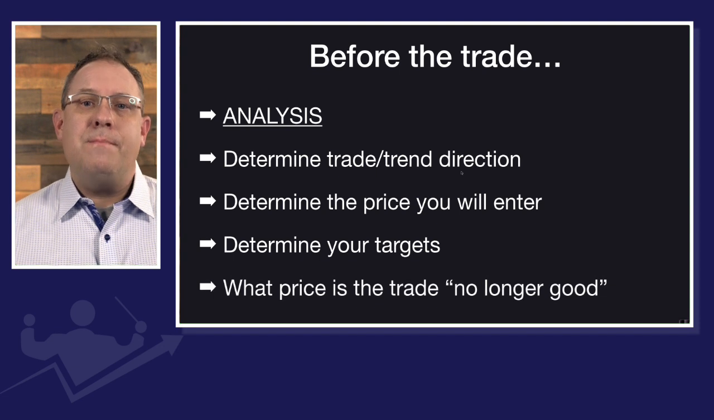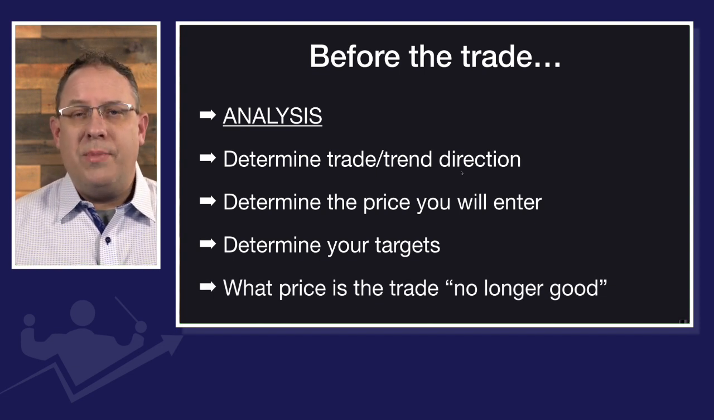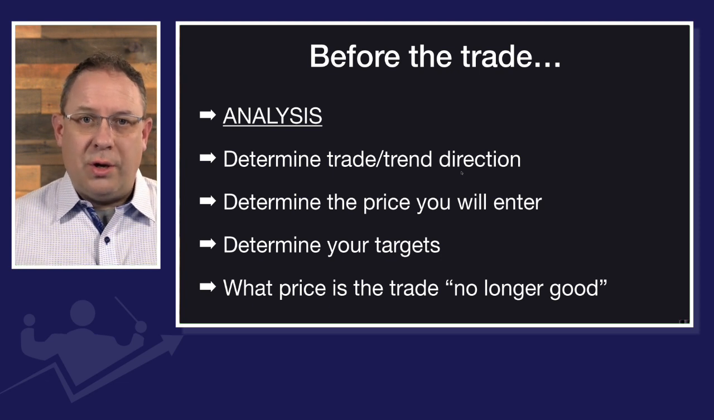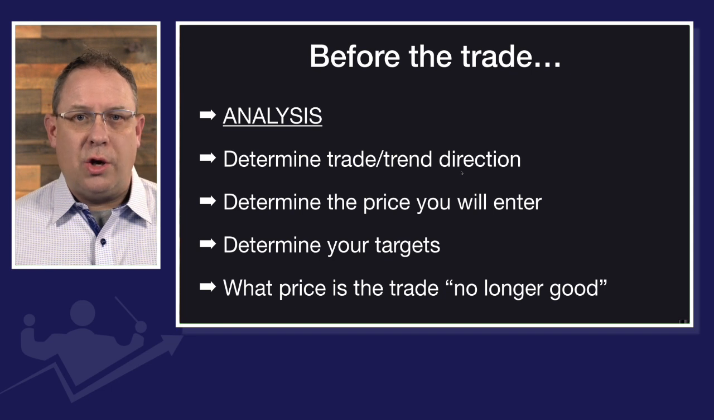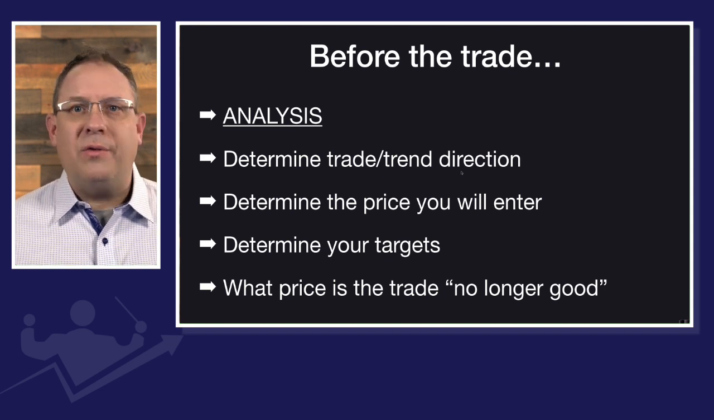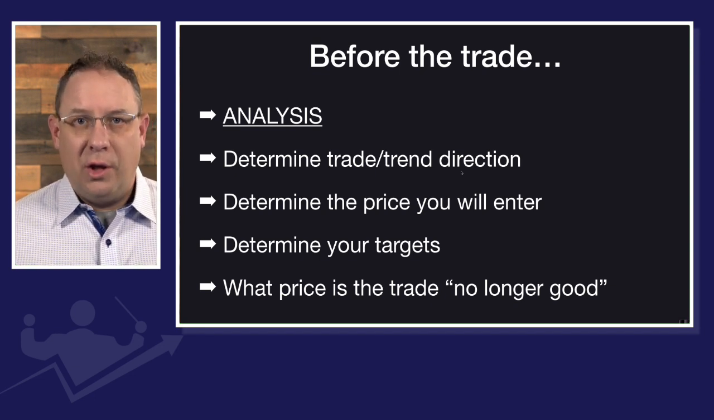And then you're going to figure out, as part of the analysis, what price the trade is no longer good. Now, when we say no longer good, that means it's no longer an active trade. You're going to stop out of the trade, or you're going to set an alert and get out. However you choose to execute it, that's up to you. But the idea here is that once we hit this price point, we're out. We're not going to keep following this trade. We're done. That's all going to be determined in the analysis process of your trade setup.